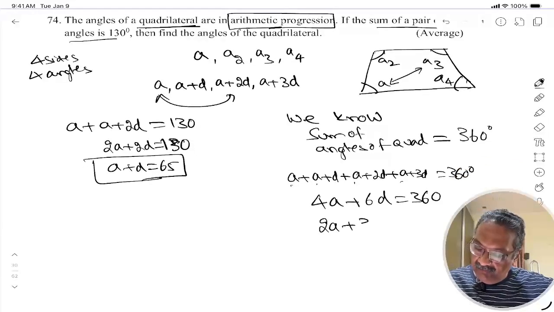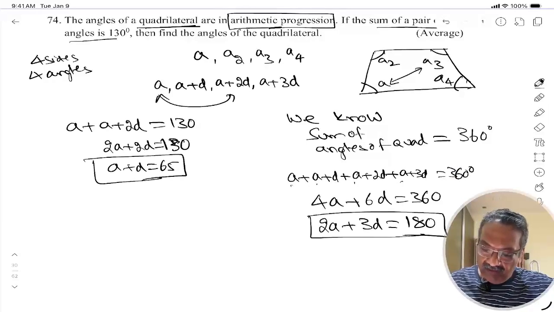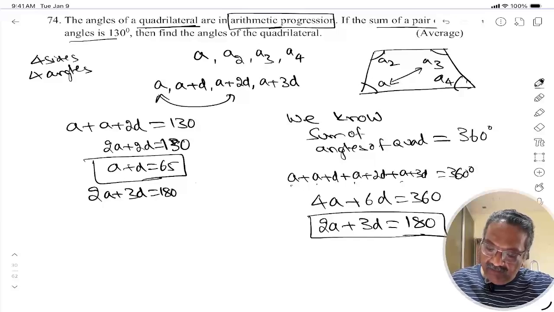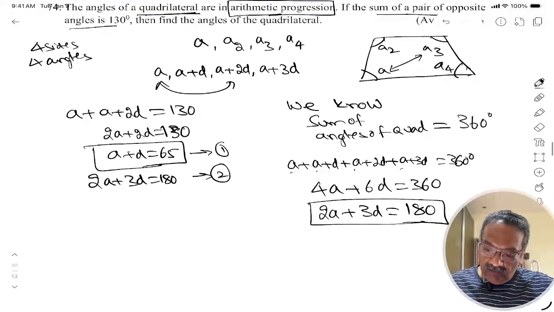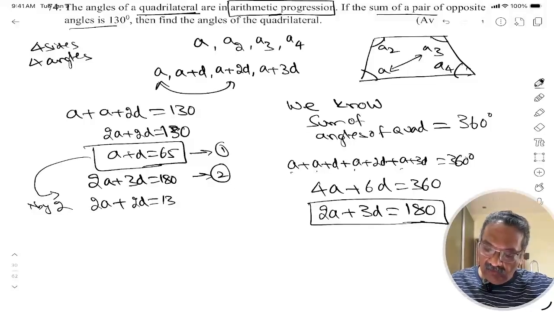So 2a plus 3d is equal to 180. This is your other equation. I'll put this here: 2a plus 3d is 180. This is equation 1 and this is equation 2. Now what will we do? We will multiply 1 by 2. We get 2a plus 2d is equal to 130.